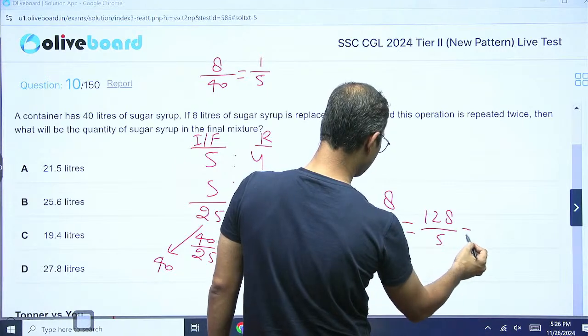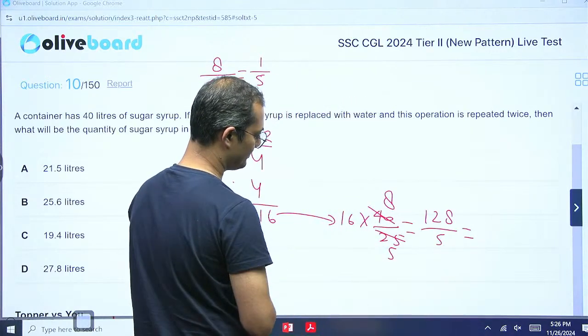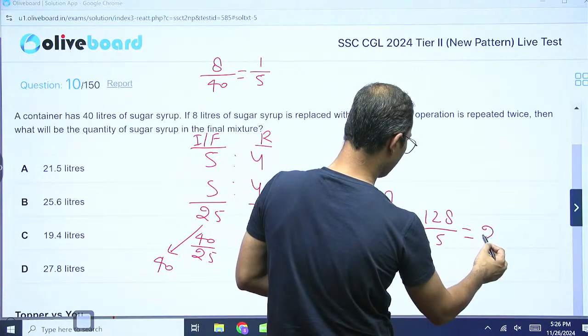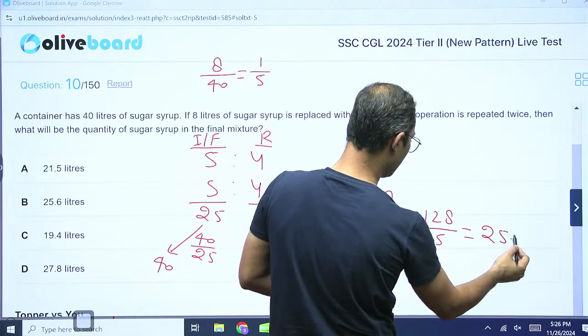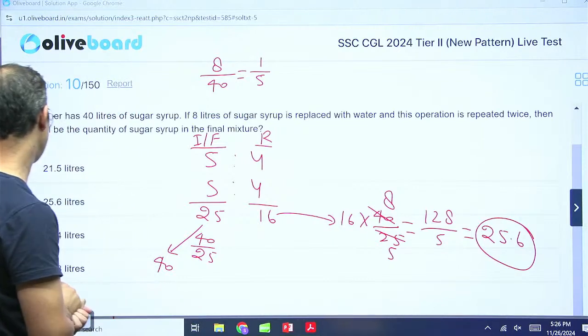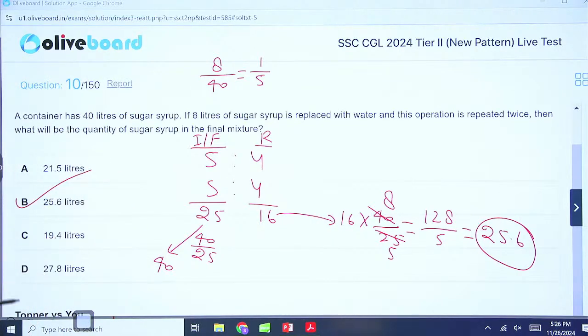128 divided by 16 is 8, so 8 is 128. Then 128 divided by 5: 5 2s are 10, 5 5s are 25, 5 6s are 30, so 25.6, right? So 25.6 is the right answer. Yes, B part is the right answer. So moving forward.